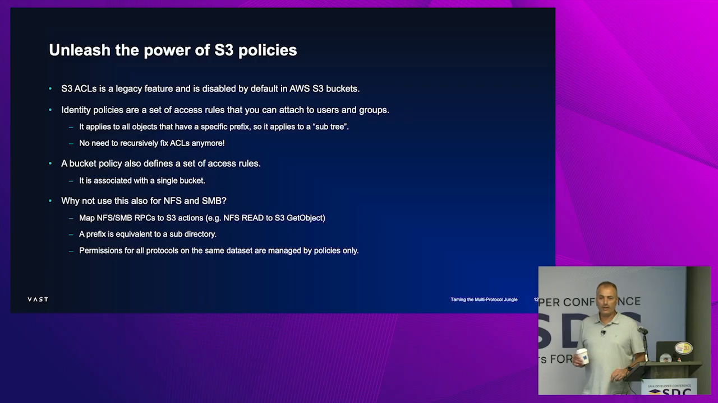Now that we have identity and bucket policies for S3, why not use them for other protocols? I can use them for my NFS files or SMB. All I need to do is create a mapping between NFS and SMB RPCs to S3 action types. And this is not very difficult. Like you can map NFS read to the S3 get object action type. And now you can forget about your ACLs. You can manage everything from an identity or a bucket policy. And we have many customers that are happy with the usage of identity and bucket policies for NFS and SMB.